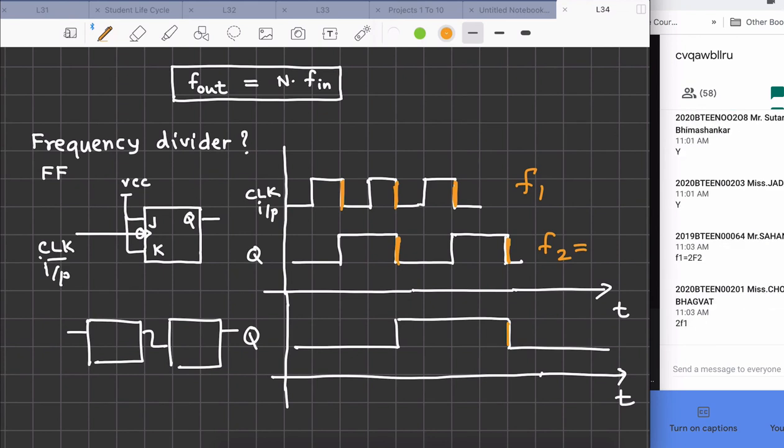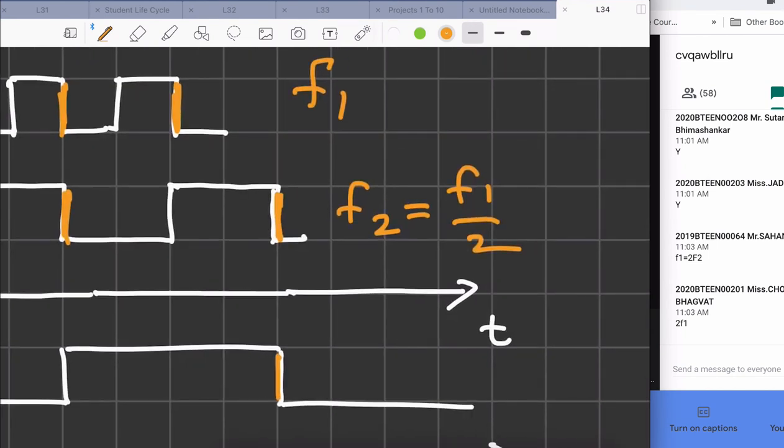Yes, F1 is equal to twice F2, or F2 is equal to F1 by 2. So what is the relation? F2 is equal to F1 by 2. F1 को हम क्या कर रहे हैं? Dividing.